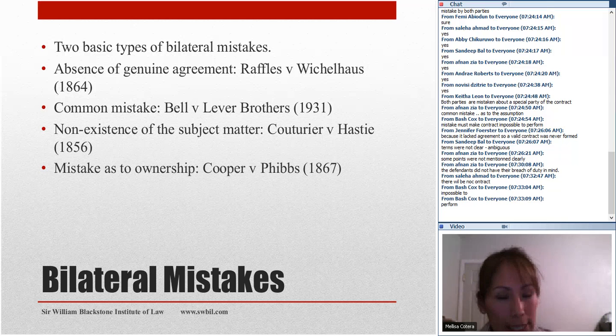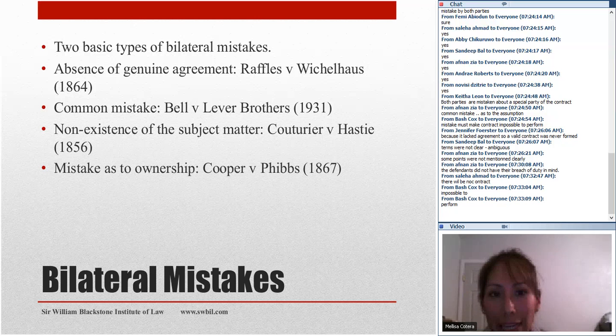Also, a case that illustrates this is Couturier versus Hasty. In this case, the seller sold a cargo of corn to the buyer. But neither party was aware that at the moment of the contract, the captain of the ship carrying the corn had already sold it. So in that case, it is impossible for the seller to sell the corn to the buyer because the corn didn't exist at the moment the contract was formed. So what we can say here is when the subject matter of the contract doesn't exist at the time of the contract, courts will find that the contract is void.